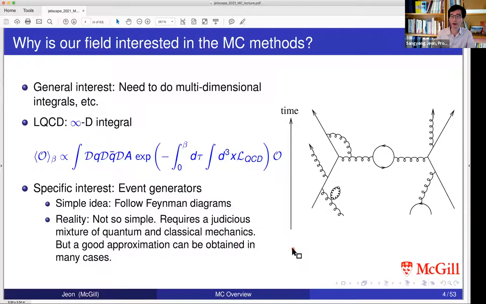To do something like that, it requires a judicious mixture of quantum and classical concepts. But you know, a good approximation can be obtained in many cases. That's what we want to study. Okay.